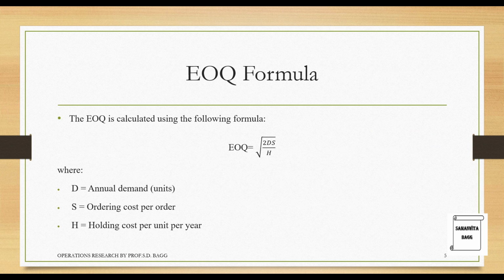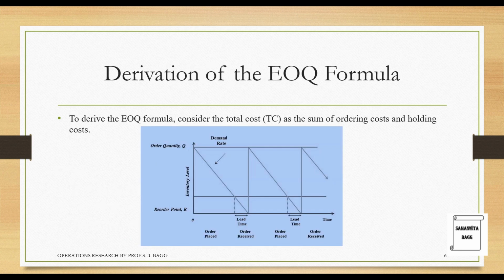EOQ formula. The EOQ is calculated using the following formula. EOQ is given by root of 2DS upon H, where D stands for the annual demand in units, S stands for ordering cost per order, H stands for holding cost per unit per year. So if you know these values, you can substitute and get the value of EOQ.